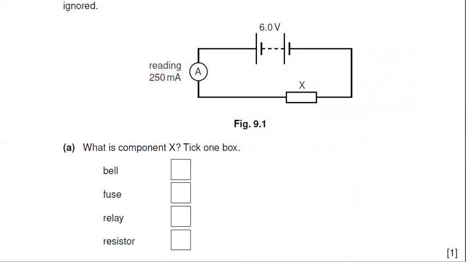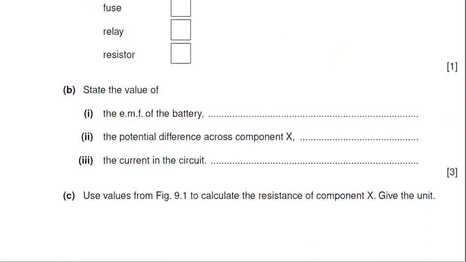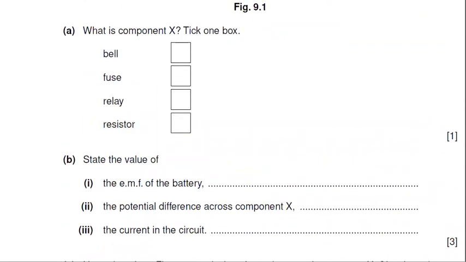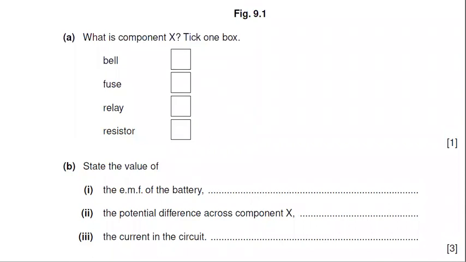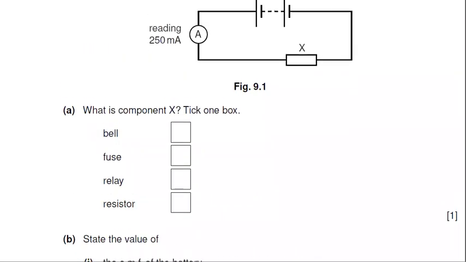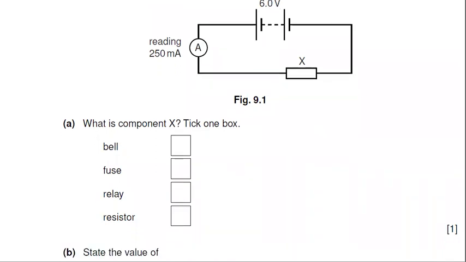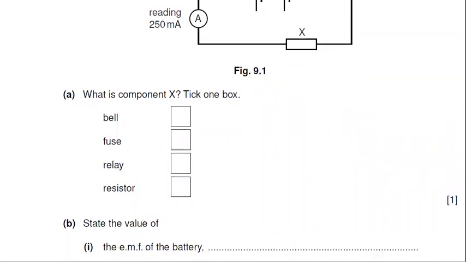Then moving on to the next part, state the value of the EMF of the battery. EMF means the value of the battery. Here it's 6 volts. This is the input voltage to the circuit. So the EMF of the battery is 6 volts.